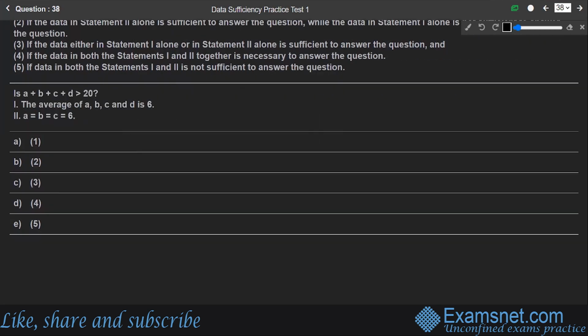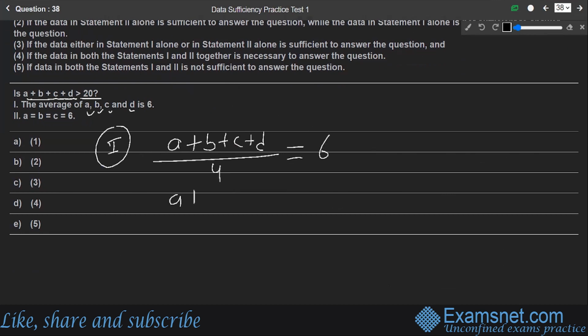Now let us go for the next one. Is a plus b plus c plus d greater than 20? That is the question. We are supposed to answer this. First is the average of a, b, c, and d is 6. Let us check the first information. Average is the sum of all divided by the total number involved. There are 4 numbers involved and the average is 6. So clearly we can say a plus b plus c plus d value is 6 into 4, that is 24.